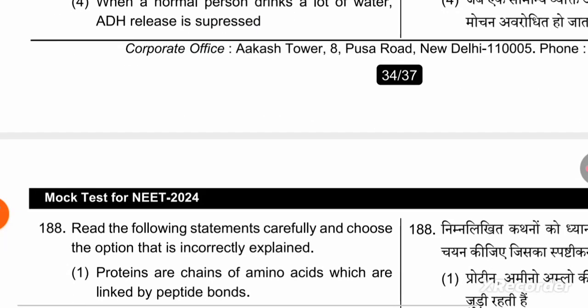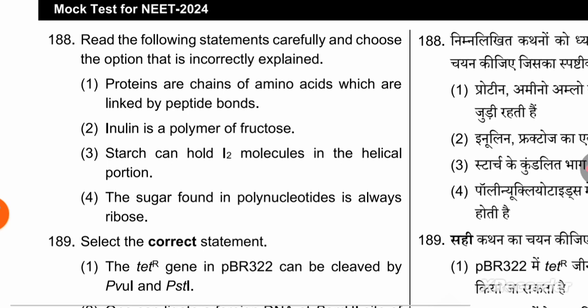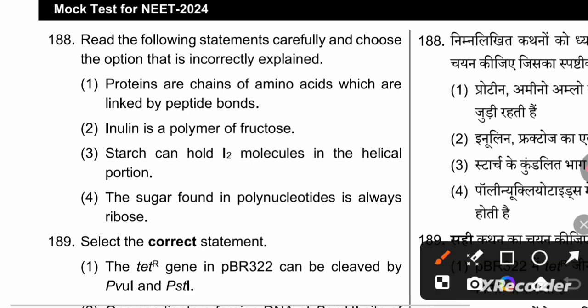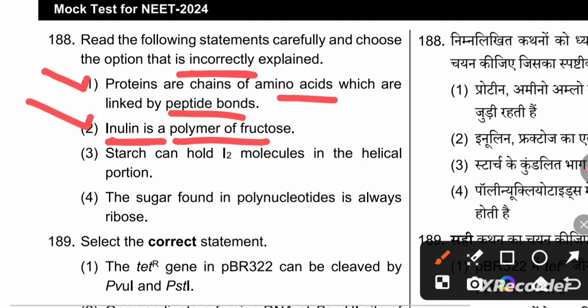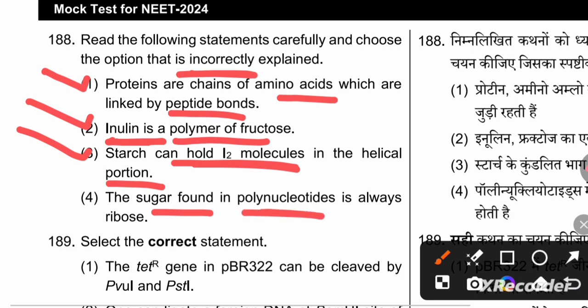Let us move to the next question. Read the following statement carefully. Choose the option that is incorrectly explained. Proteins are chains of amino acids which are linked by peptide bonds. This is the correct one. We need to find out the incorrect one. Inulin is a polymer of fructose. It is also right one. Starch holds iodine molecules in a helical portion and gives blue color. This is also right one. The sugar found in polynucleotide is always ribose. It can be ribose. It can be deoxyribose. So the fourth statement is wrong here.